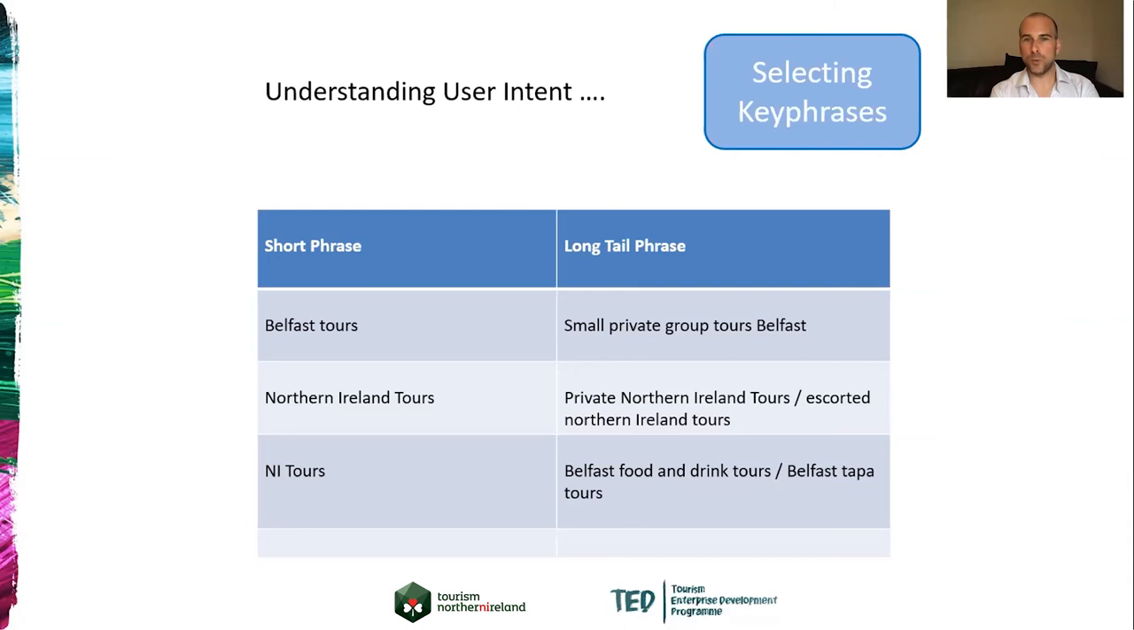However, it might be smarter to go for what's called a long tail key phrase, where there is a smaller degree of searches, but it's more in tune and more relevant to what your business actually is. So let's say, for instance, you're a bespoke private tour operator in Northern Ireland. You actually might want to focus on the key phrase for your Belfast tour page of having small private group tours in Belfast, which means you have a much higher chance your website is relevant and you're using that long tail key phrase and you have good content on your site to rank highly for that term. And it's the same for a couple of the other examples I've given as well. So think about short phrases and also long tail phrases as well.